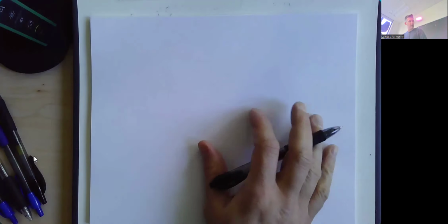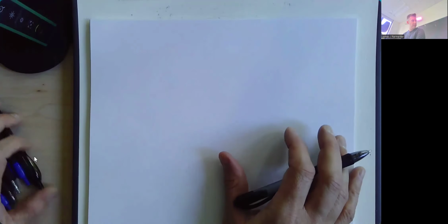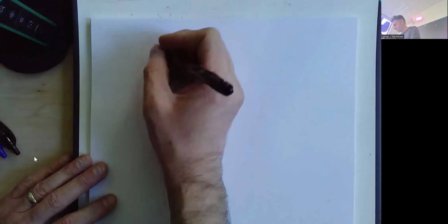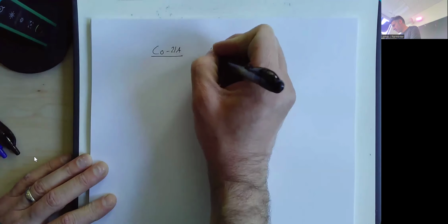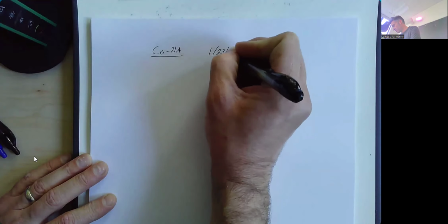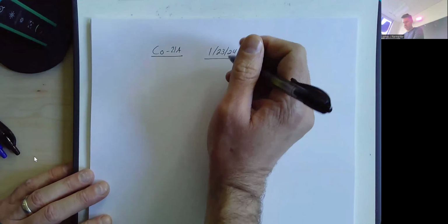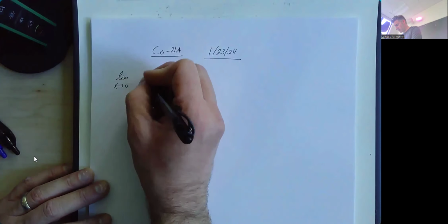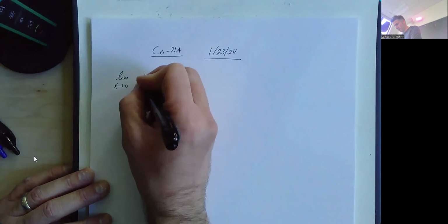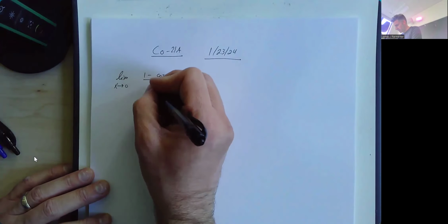Let's go ahead and start here. So what if I had, let's write some things down. Co-21A. Today is the 23rd. Let's say we have the following. The limit as x approaches 0 of 1 minus cosine of x all over sine of x.